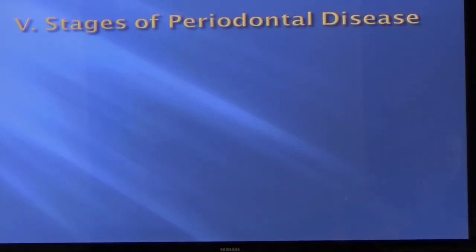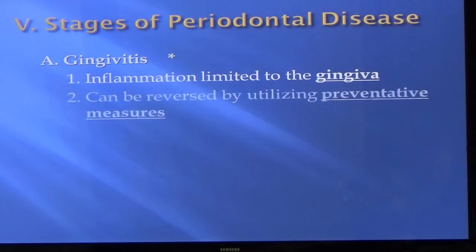So what are the stages? Initial, gingivitis. Okay, gingiva, gums, itis, inflammation. So gingivitis, inflammation of the gums. Inflammation limited to the gingiva can be reversed by utilizing preventive measures. So if somebody's got just gingivitis due to plaque, you help them brush their teeth, give them some oral hygiene instructions, tell them to brush and floss daily, maybe put them on a mouth rinse, and they'll be 180 degrees different the next time they come in. I mean, it's like black and white. They begin to do what you tell them.